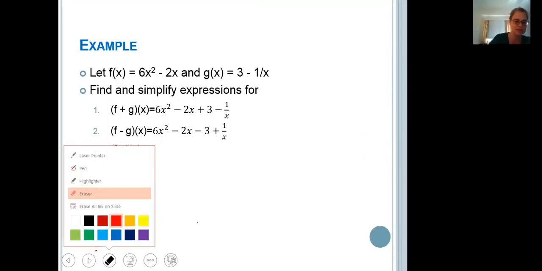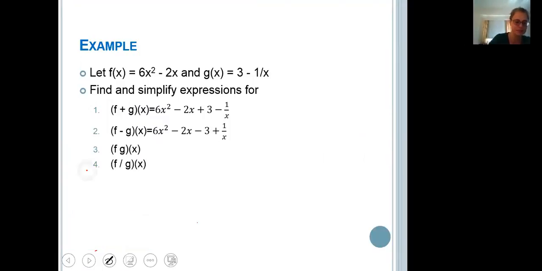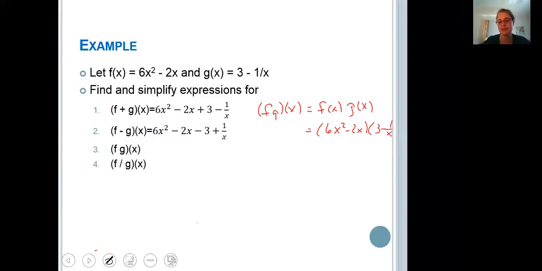And talk about multiplication. Multiplication is really the same thing, it's just we're multiplying. So f times g of x. That's the same thing as f of x multiplied by g of x. So that would be 6x squared minus 2x multiplied by 3 minus 1 over x.